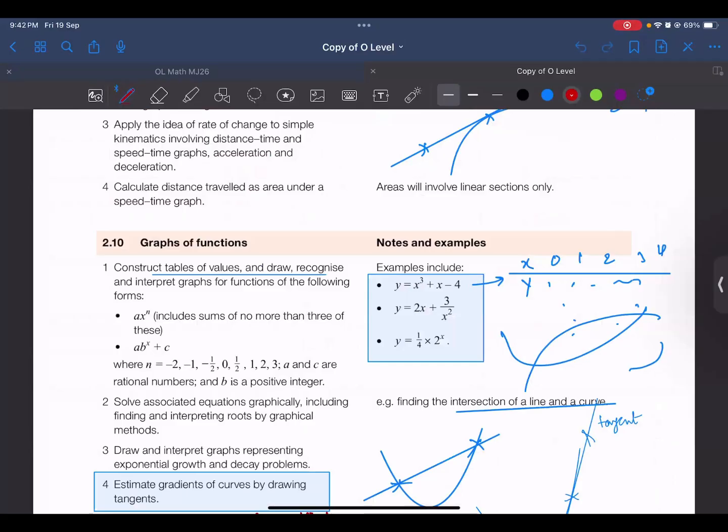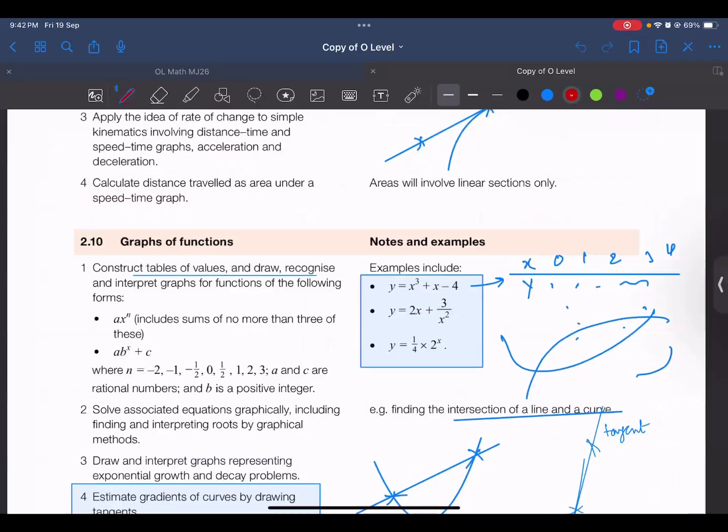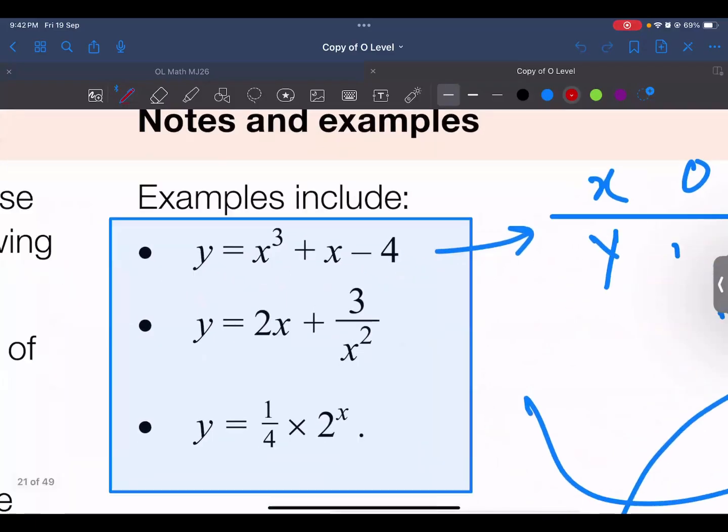The calculator one. So look, they can give you equations like these. The first equation is a cubic equation, power 3. The second equation, there is no name for it because it is random, anything. The third one is an exponential equation. You can see the variable is in the power. So 1 upon 4, 2 power x.